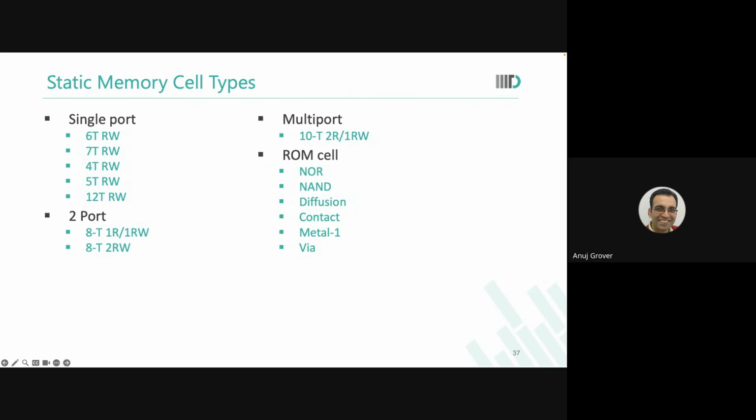Then ROM: NOR ROM, NAND ROM, then diffusion, contact, metal one, VIA. What is this about? So which programming layer do you prefer? VIA. Why? Because the wafer fabrication will proceed till the via point and then the programming happens. Those of you who have watched the lecture earlier already will know that ROM is a read-only memory. You cannot change it once it is programmed.